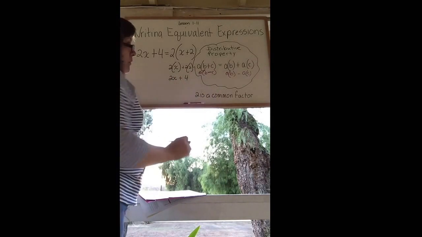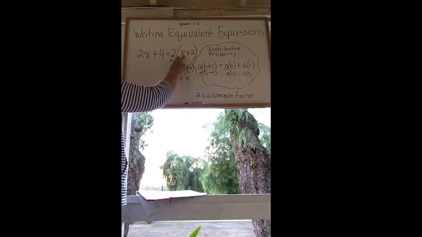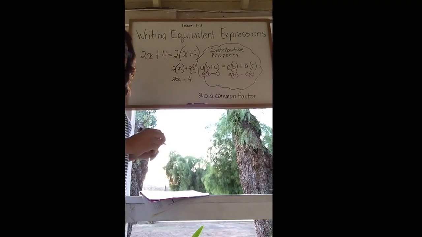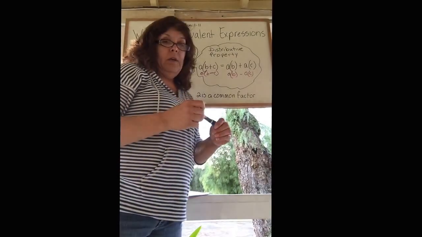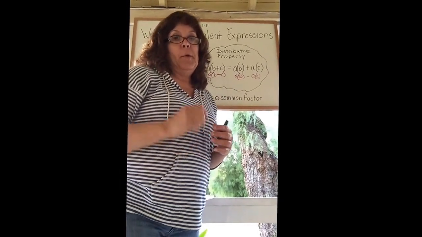2 is a common factor for this. So you can rewrite this expression, 2x plus 4, this way: 2 times the quantity of x plus 2. So that is the reverse of the distributive property. If that helps, see you in a minute.